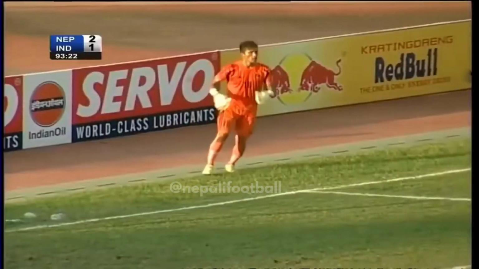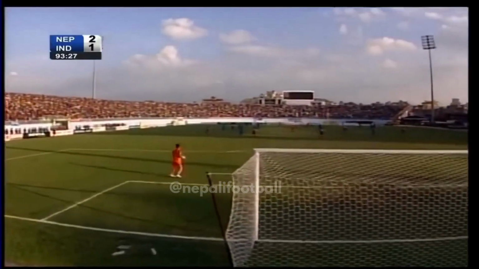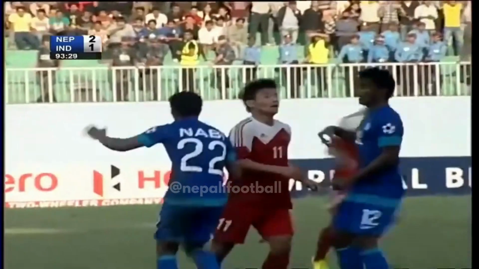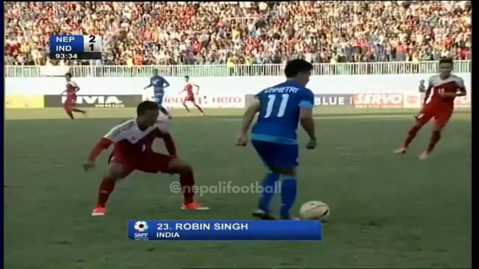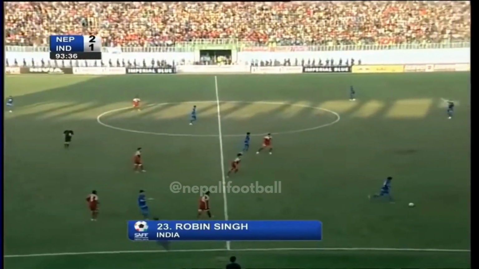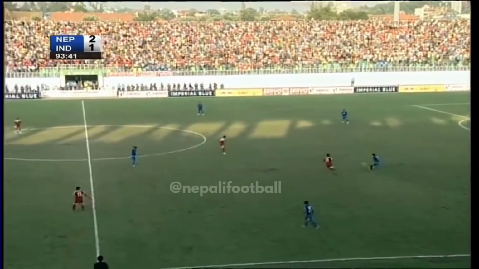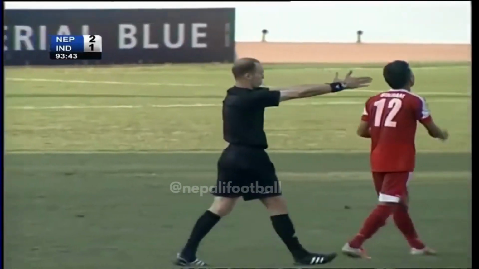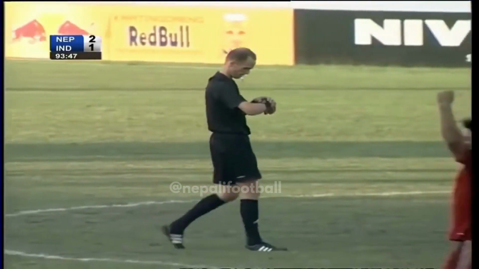How important the goal from Robin Singh will be, because they have to depend on whether Pakistan or Bangladesh can eke out a victory in that match. And goal difference might be a factor in seeing who goes through to the last four. But Nepal will be there for sure. There is the final whistle from referee Adam.